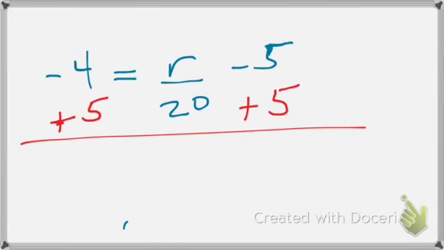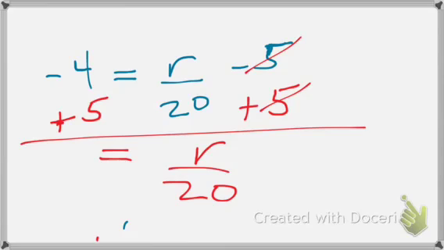So on the left side, you're going to have negative 4 plus 5. Okay, on the right side, you see that? Okay, so you got negative 4 plus 5. And then on the right side, you got negative 5 plus 5 is 0. So that's going to cancel out. Okay, so I'm going to cancel this out on this side. And then I'm going to put r over 20 equals what?